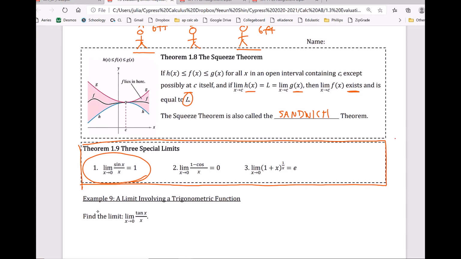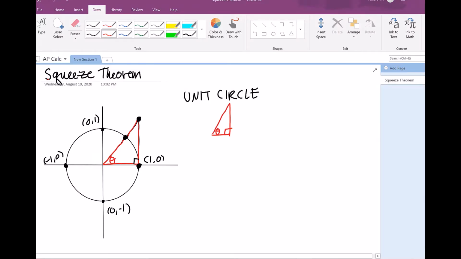Before we go to example 9, I'm going to show you how to prove the very first theorem. To do that, I'm going to have to take you back to pre-calculus. Let's go to the unit circle. So here we go, I've got a little board ready for you.